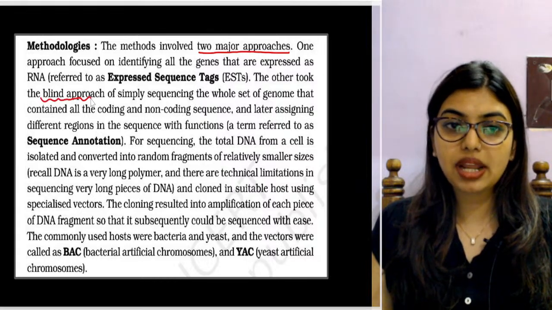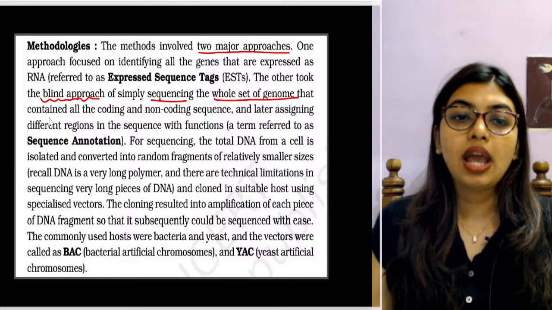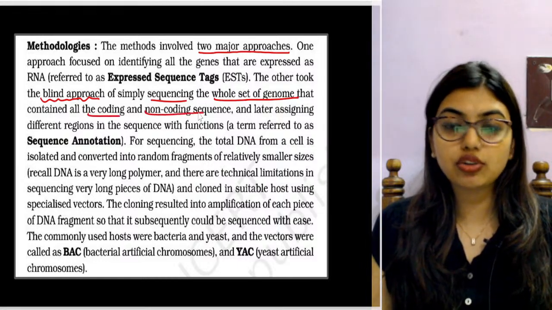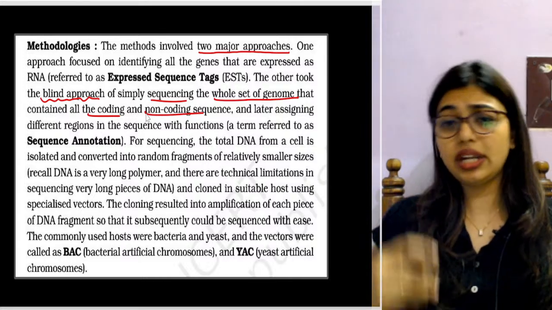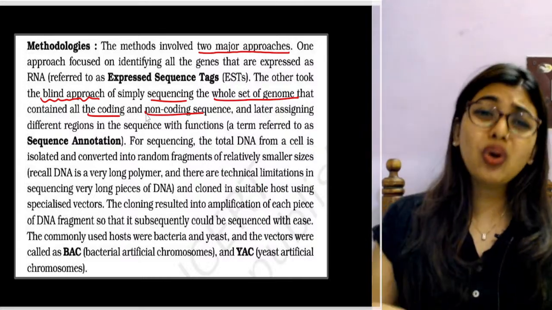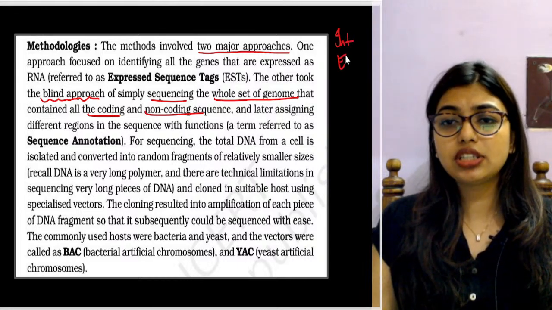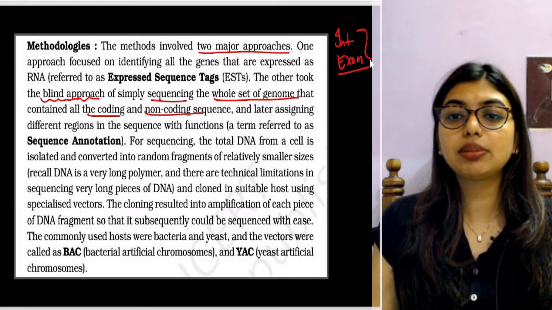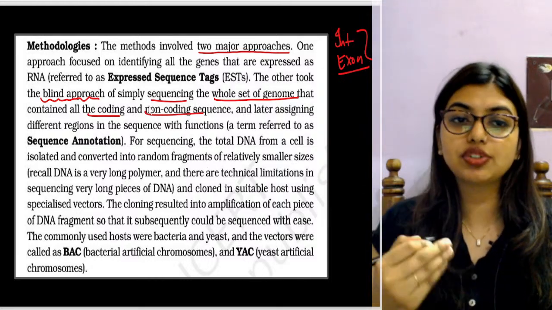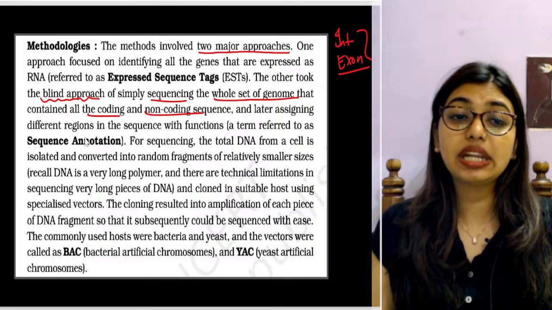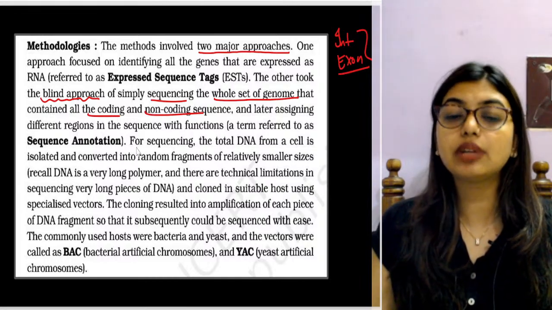Now the other was a blind approach of simply sequencing the whole set of genome that contains all the coding and non-coding sequence. That is, they took an entire genome, be it introns, be it exons, they took all the sequence, and this was a blind approach. Later they assigned different regions in the sequence with a function, which is termed sequence annotation.